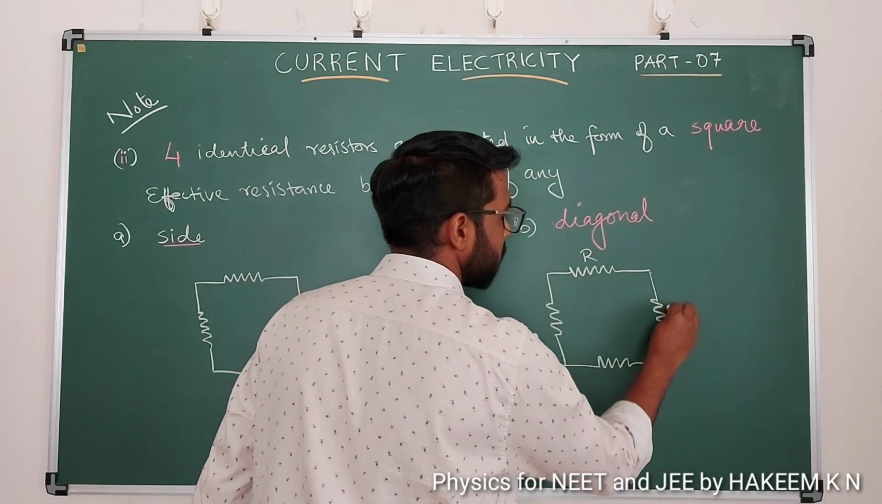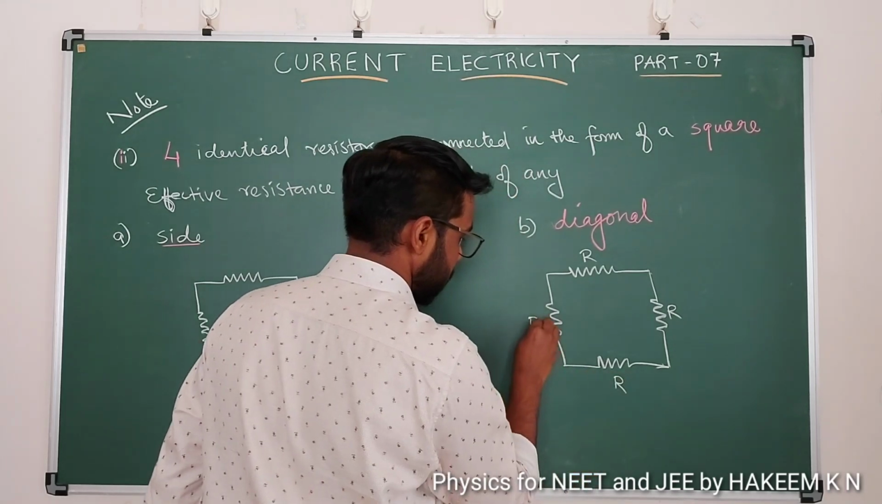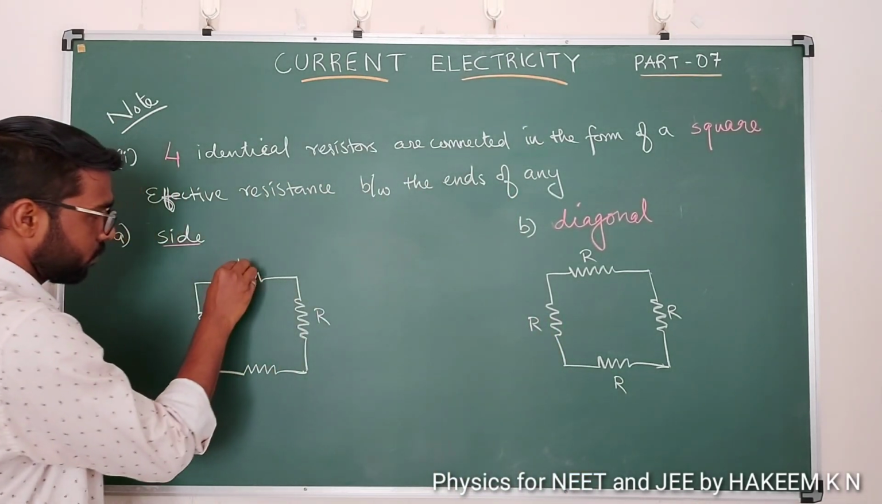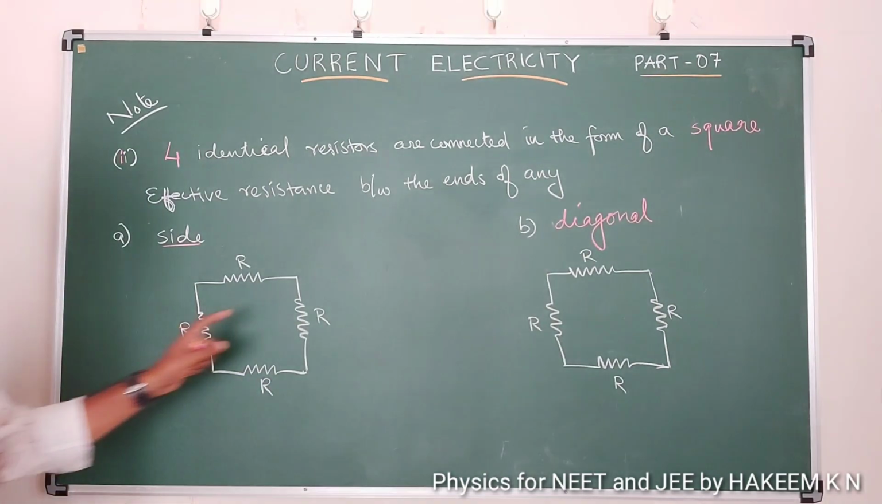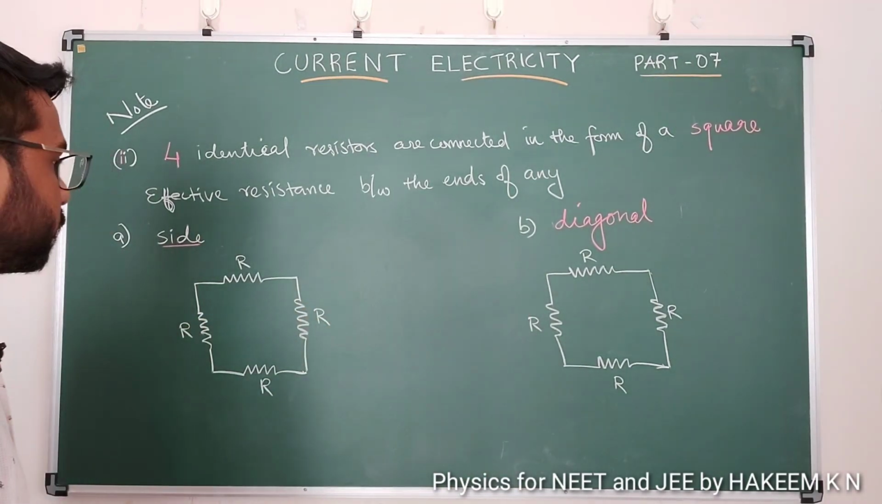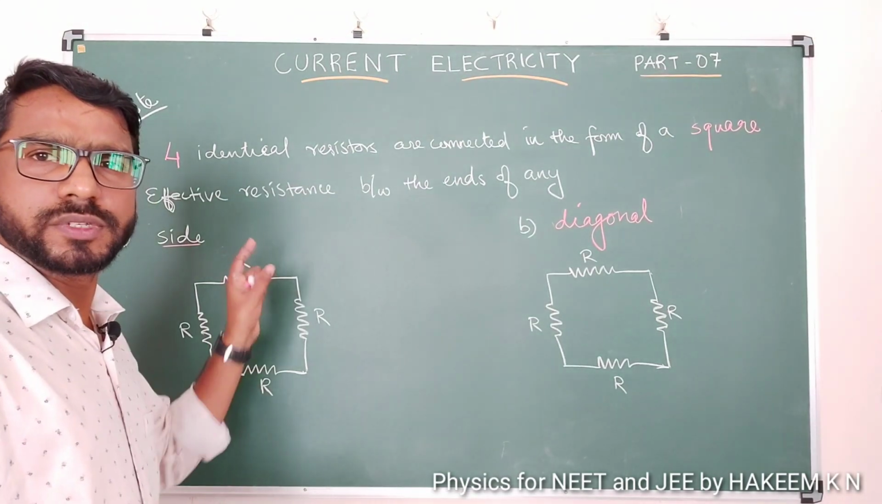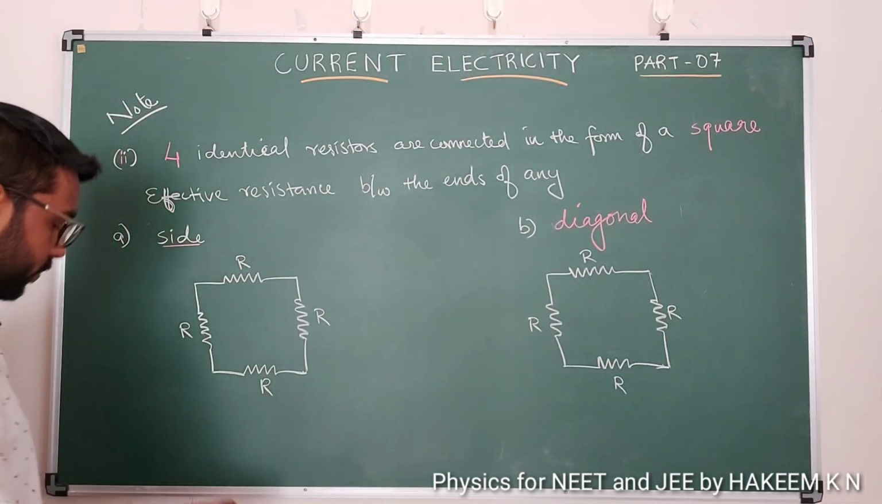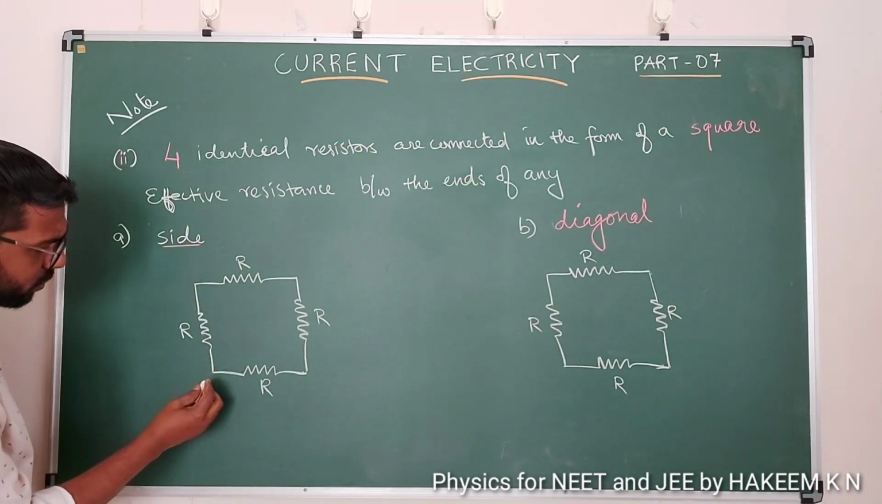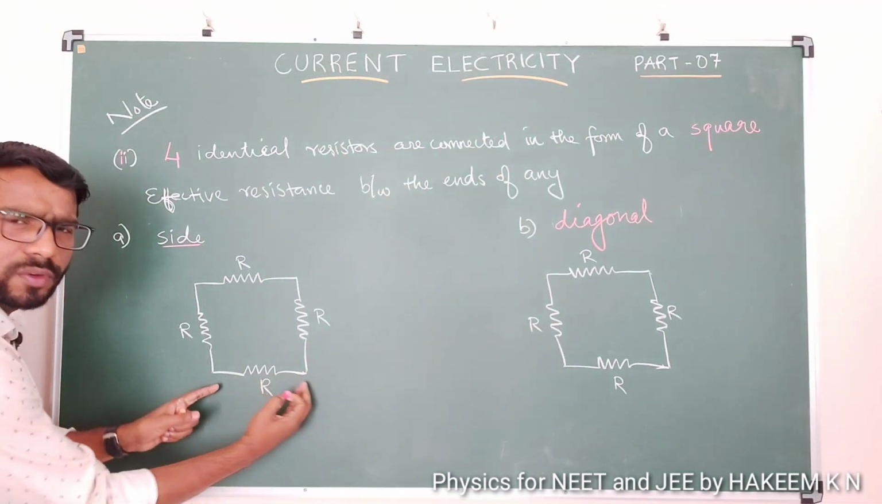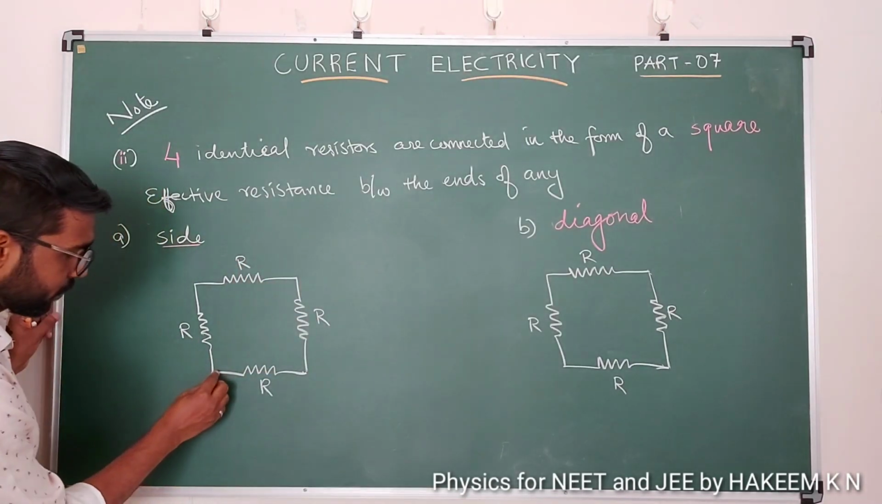All resistors are the same, identical. Can you find the effective resistance in each case? By pausing the video, try to find it. Between the ends of any side, so I am selecting the lower side. You can select any side.